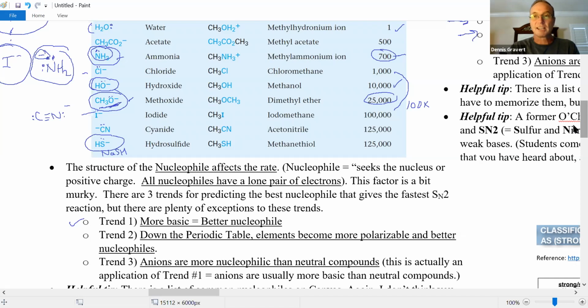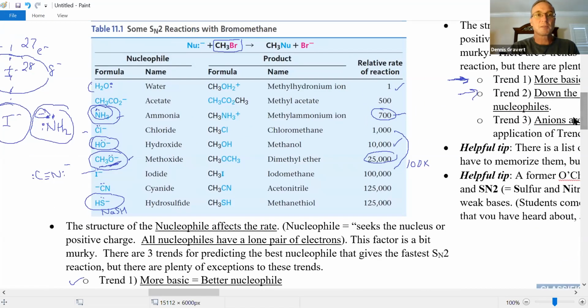Okay, let's get down to the nitty gritty. Do we have to memorize all these different nucleophiles and how efficient they are? No, just remember the trends. More basic, better nucleophile. Moving down the periodic table, better nucleophile. I don't recommend memorizing these. On the other hand, it is kind of handy.